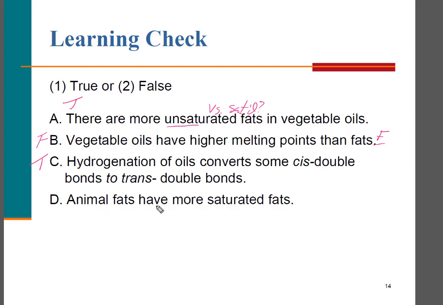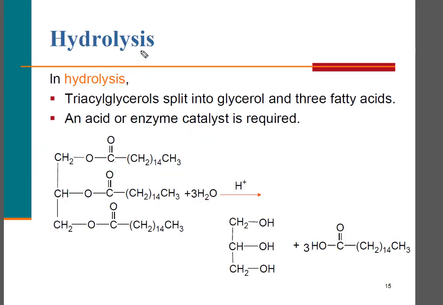Animals' fats have more saturated fats. Yes, that's also true. Hydrolysis can be done in one of two ways. Here we're talking about the acid hydrolysis, so acid or enzyme catalyzed hydrolysis. So with acid hydrolysis, again, you're going to add water across these esters and break these ester linkages. You're going to get glycerol back, the alcohol. Right, alcohol's in an OL, so this is the alcohol, and then 3 fatty acids.